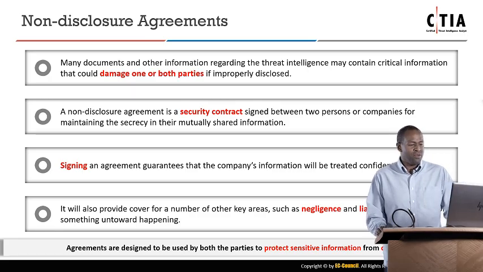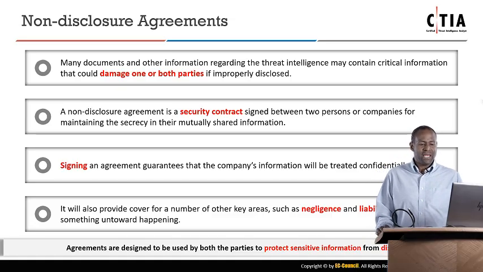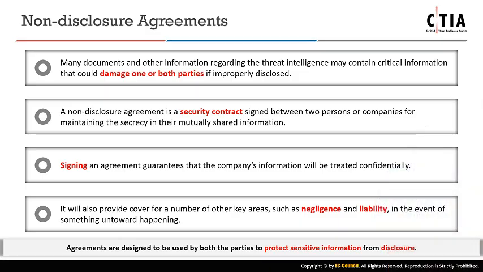So many documents and other information regarding the threat intelligence may contain critical information that could damage the organization or even the other party, or maybe both of them. And so we want to make sure that that information is not disclosed. Think of an NDA as legally binding as having a secret or a top secret clearance or a Q clearance. Working for a government organization, there are specific requirements for information dissemination that if you don't meet, you can be federally prosecuted and put in jail. NDAs can be that binding.